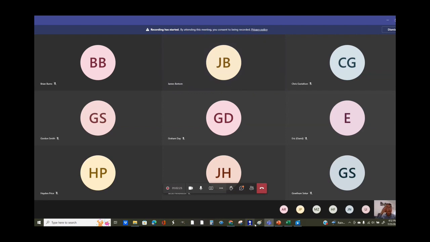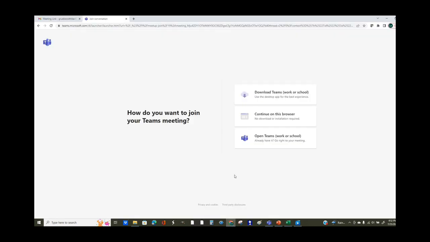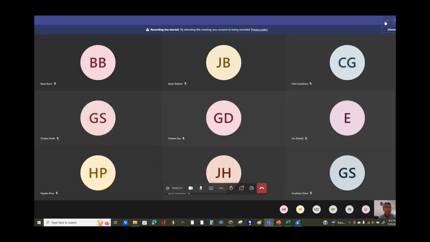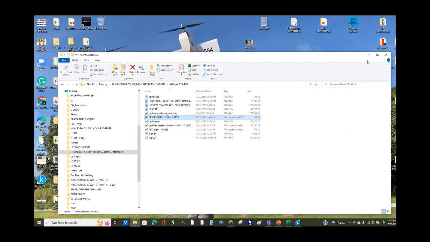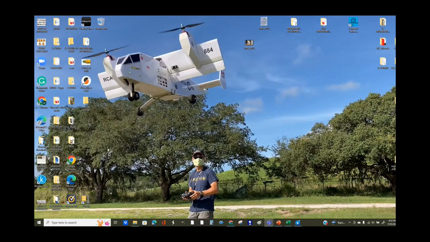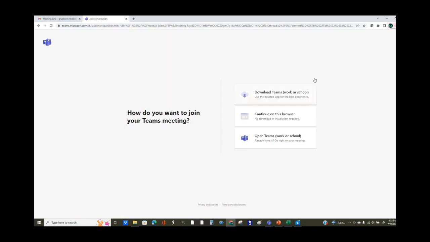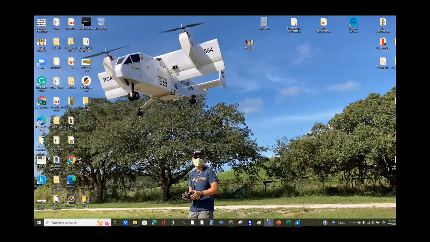I found out that SolidWorks can fail in a situation. If you go to my website, let me go onto the web here real quick and I'll show you. There's a situation where Gruebler's is correct, but SolidWorks is wrong. I actually built it to prove out Gruebler's, and the physical model actually worked. So I'll show you here. Go to the website.